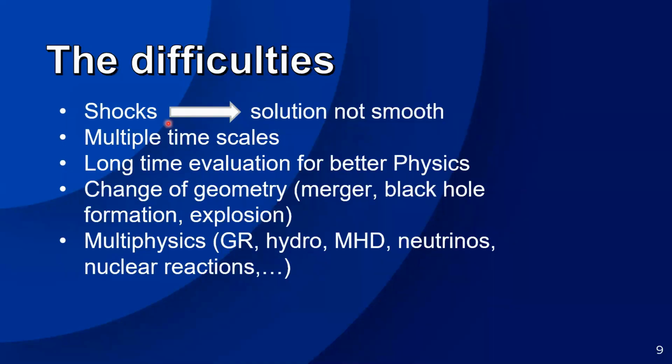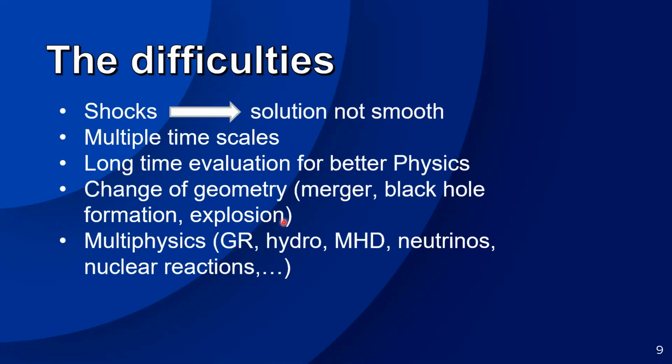But the problem is, sometimes you might not get a smooth solution, and you have to evolve the differential equations over multiple time scales, such that you can get different physics out of it. So some phenomena can have different time scales. In a very short time, it can evolve to a different system. And some physics might require a long-term evolution of the system, such that you can infer good physics out of it.